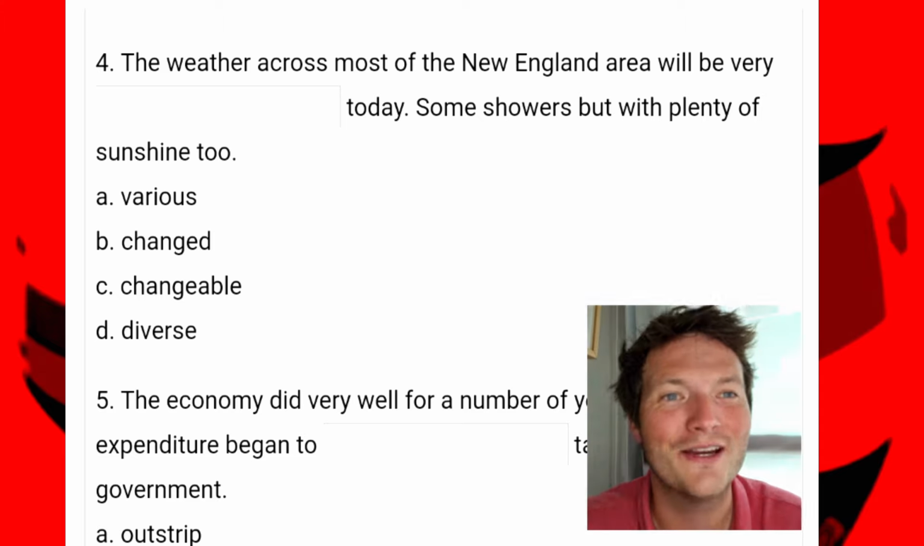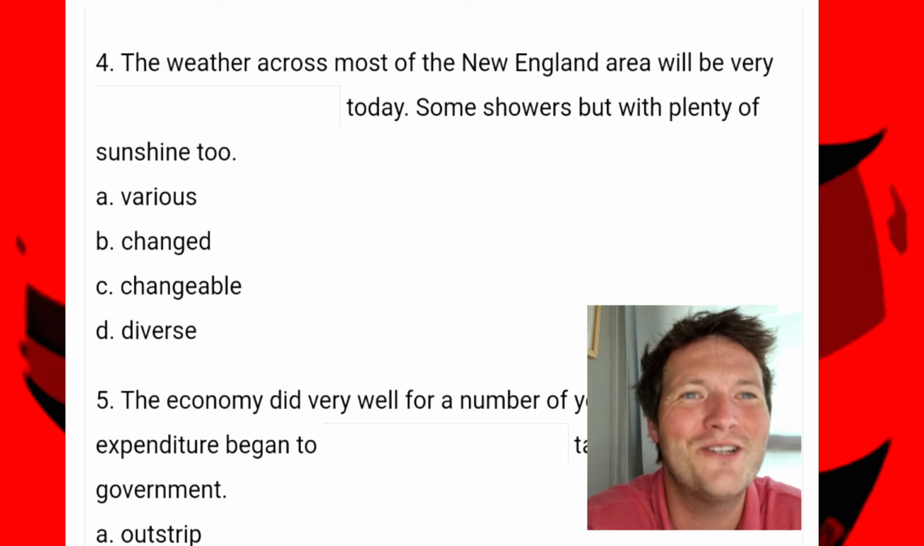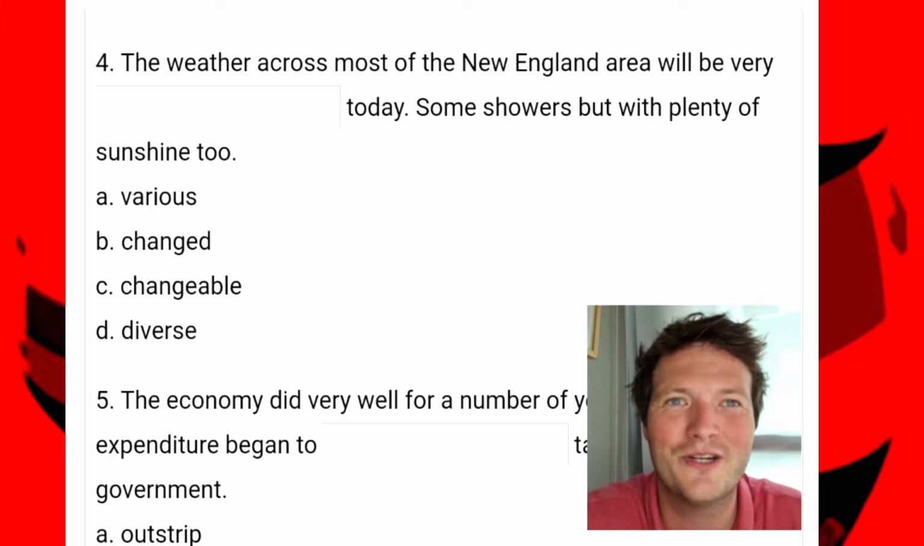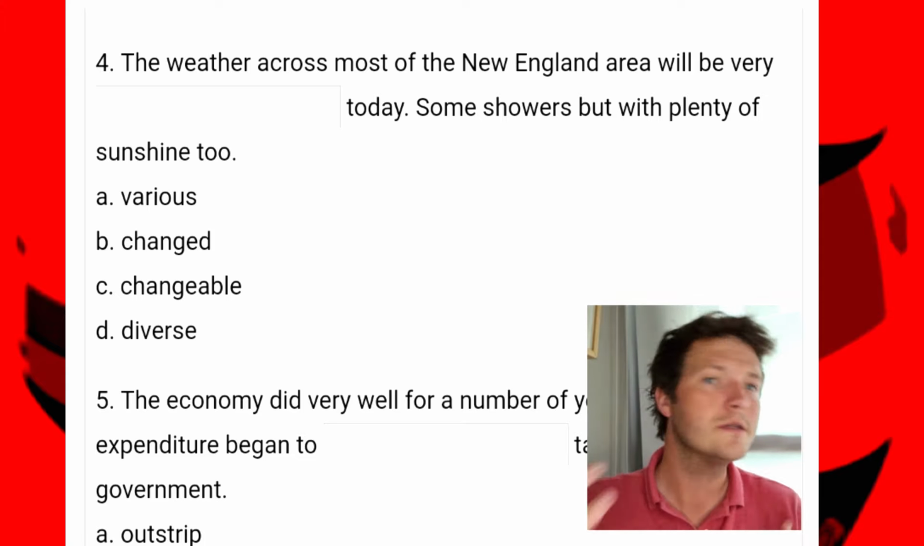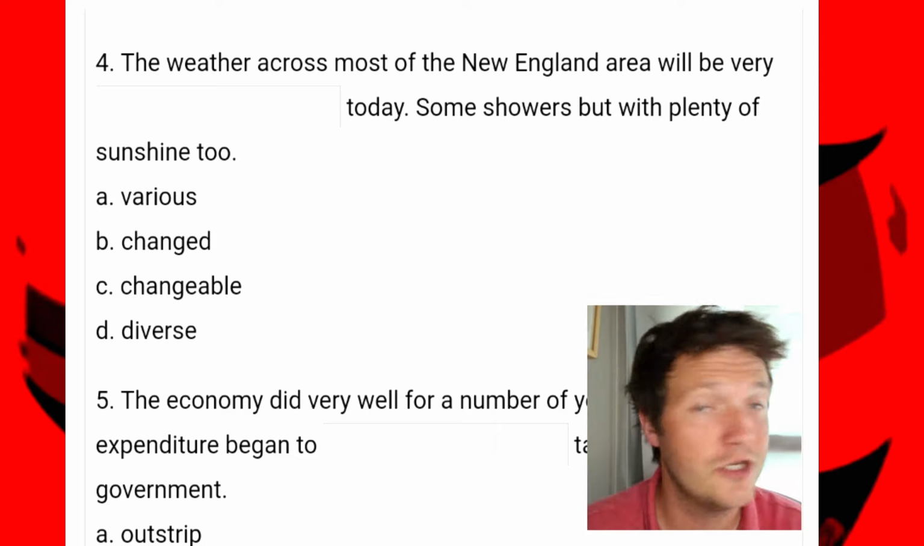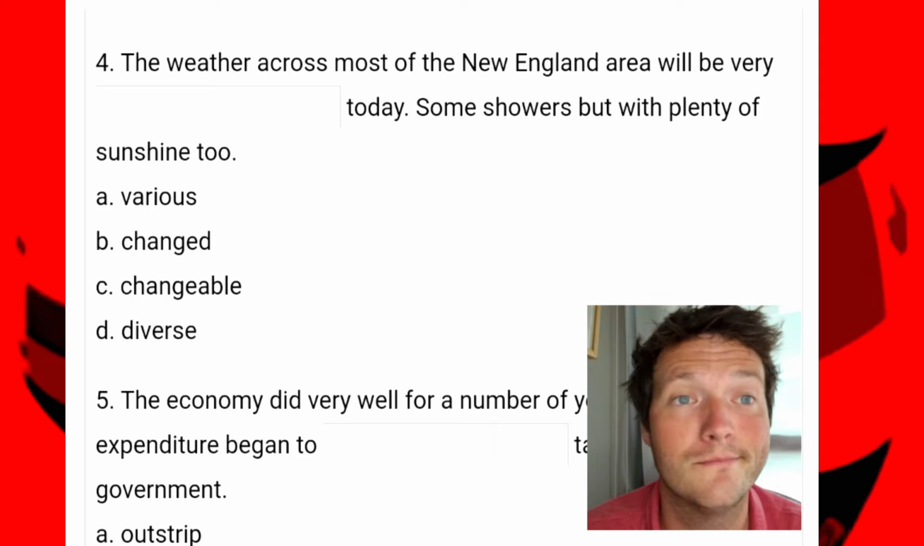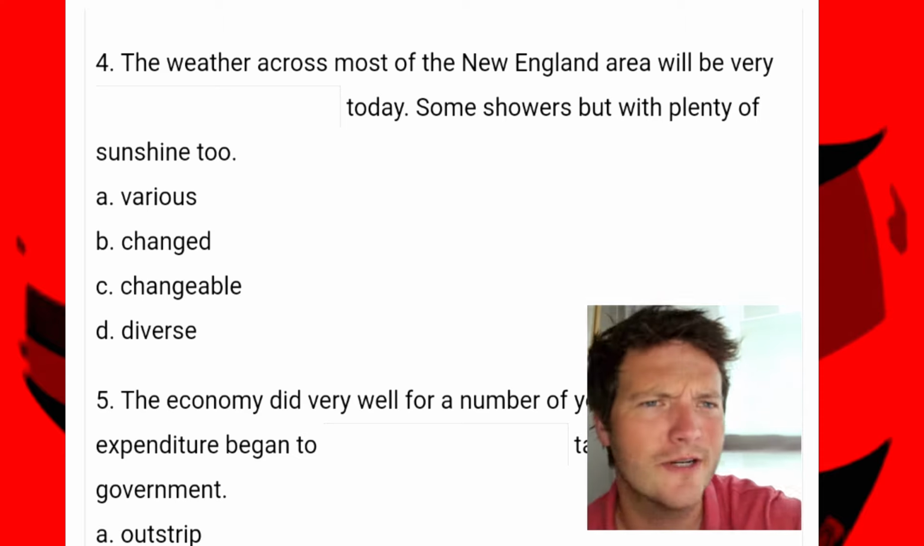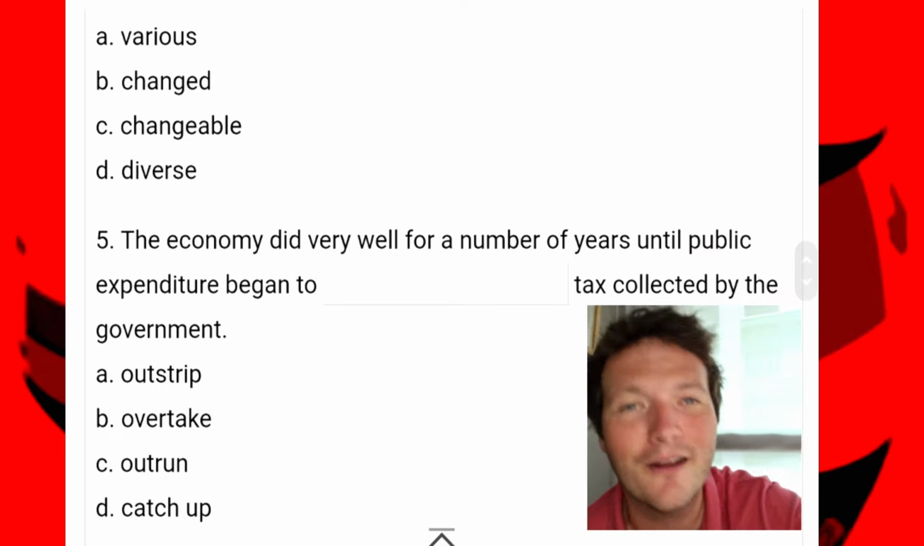God, even the weather's diverse. No. Some showers, but with plenty of sunshine too. Yeah, I think what we're saying is it's going to be changing quite a lot. It's going to be very changeable. See? This is ridiculously easy, these ones today. I don't know, maybe it's just me.